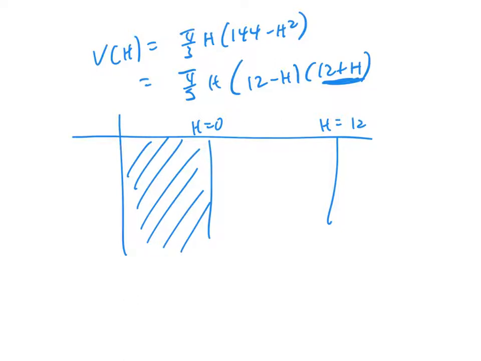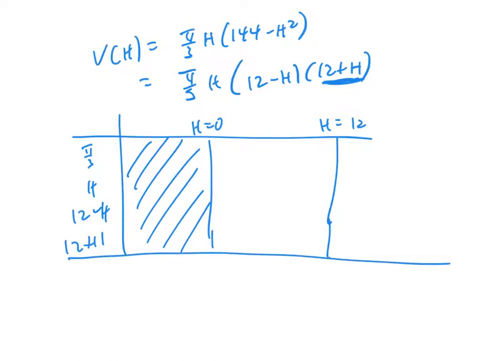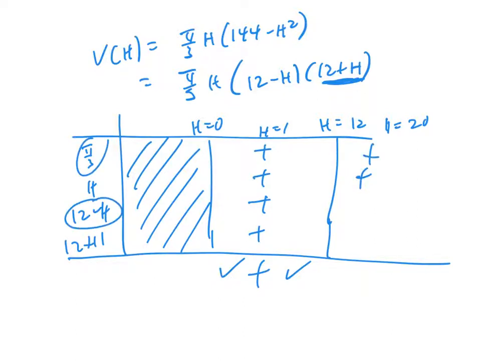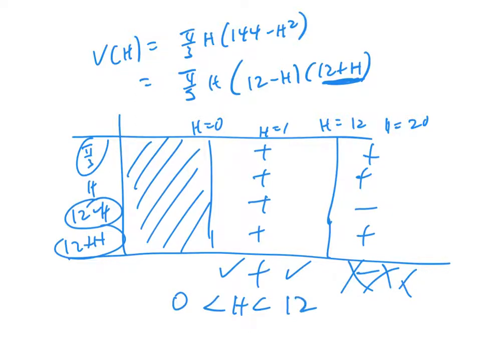Then I'm going to set up my parameters. So we have pi over 3, h, 12 minus h, and then 12 plus h. And then I just do all the signs. Based on this, if I subbed in, for example, h equals 1, that's a positive, positive, positive, and a positive, so it's a positive. So this is the zone I do want. But if I sub in a number, for example, h equals 20, this piece here will be a positive, positive. 20 here is going to give me a negative. 20 plus h is going to be a positive. Negative, I do not want this zone. So I know my restrictions are going to be between 0 and 12.